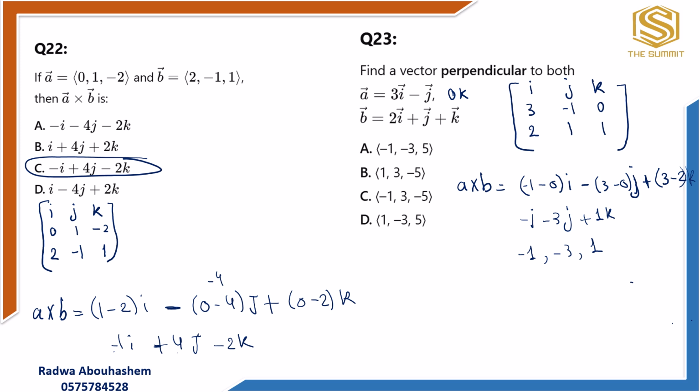Okay, sorry, there's a mistake here. This is supposed to be 3 minus negative 2. So let me erase it. So here, negative 1i minus 3j plus 5k. So negative 1, negative 3, and 5. Here's my answer.